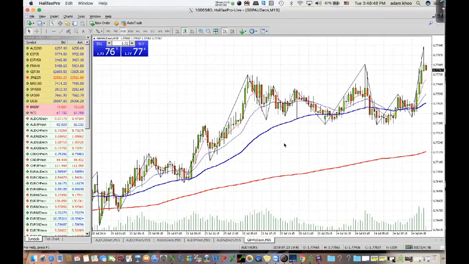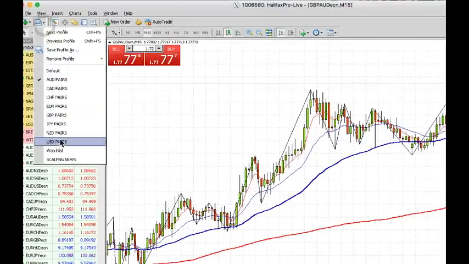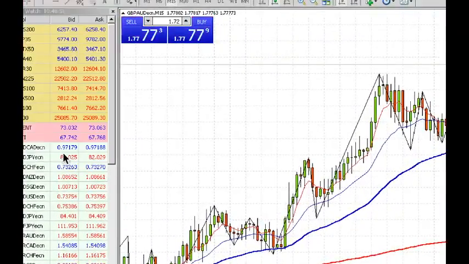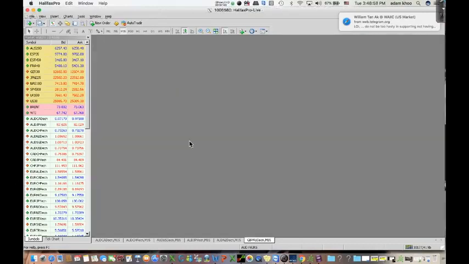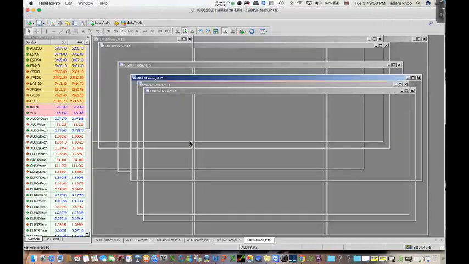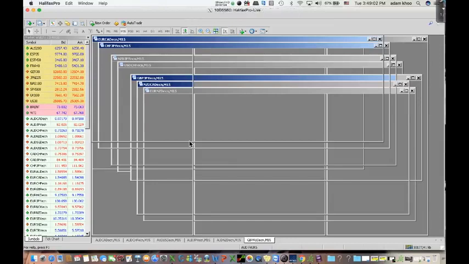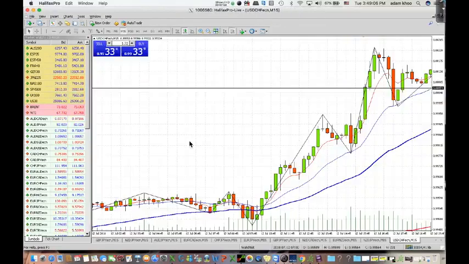I look at all the pairs, and once I see there are some potential setups, I then put it into my watch list. So I create one just called watch list, and my watch list basically will have the charts where it looks like a trade setup is coming. So these are the ones I look at on this particular day, and every time there's a potential trade setup, I put it into my trade setup watch list.